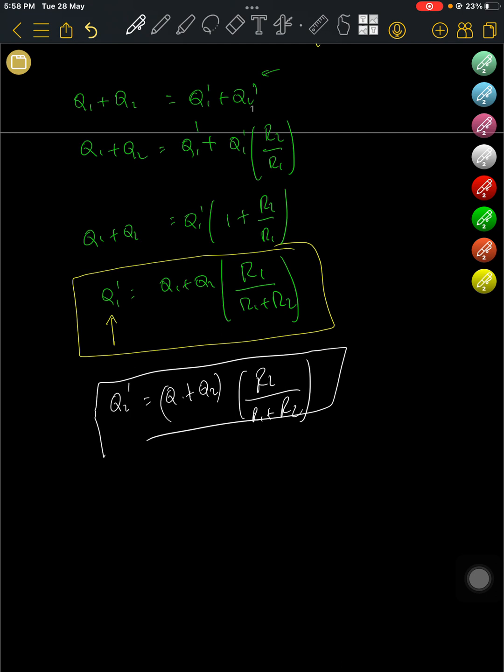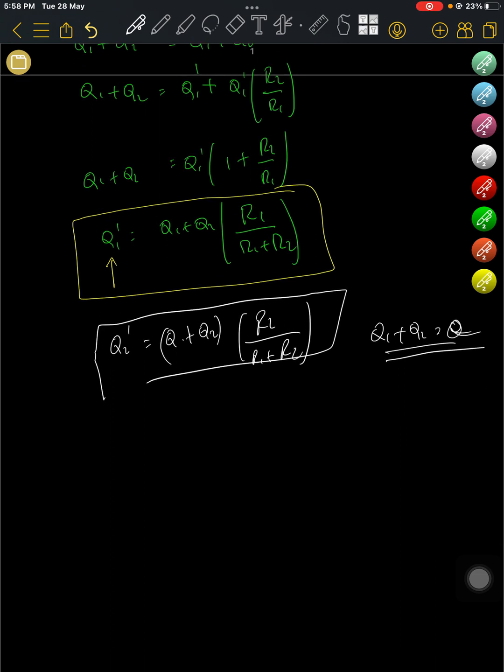This q1 plus q2, whatever we have got, is nothing but the sum of the charges before. The total amount of charge that you have given to both the spheres is q1 plus q2. Now imagine a case where the two spheres are similar. Then definitely r1 is equal to r2, the size of both spheres is the same. If that is the case, then q1 dash is equal to the total charge, q1 plus q2, times R by (R plus R).